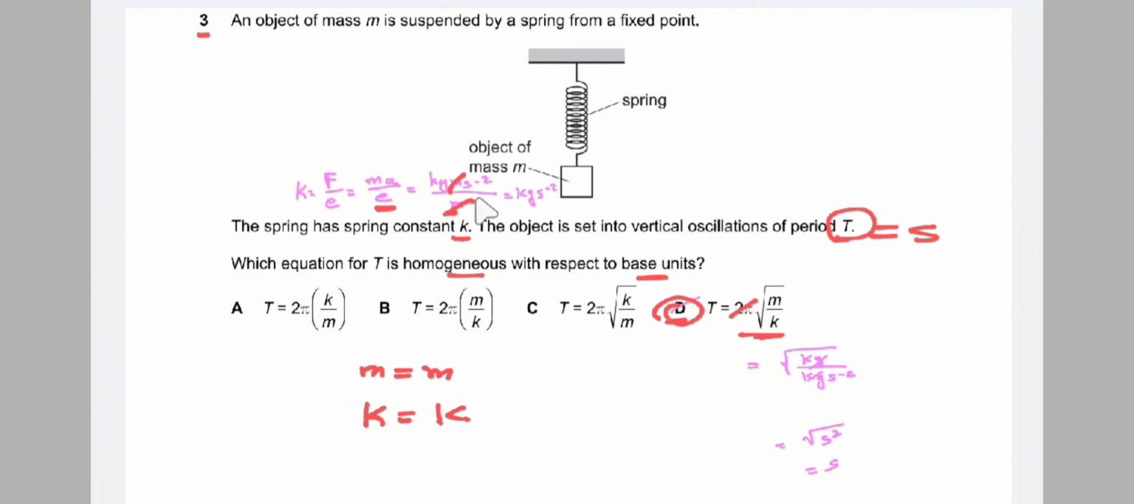So after cancelling the meter, we get kg per second square. So kg cancels, and root over second square is second. So here we can see that the left hand side, that is the second, is equal to the right hand side, second. Therefore the equation is homogeneous.